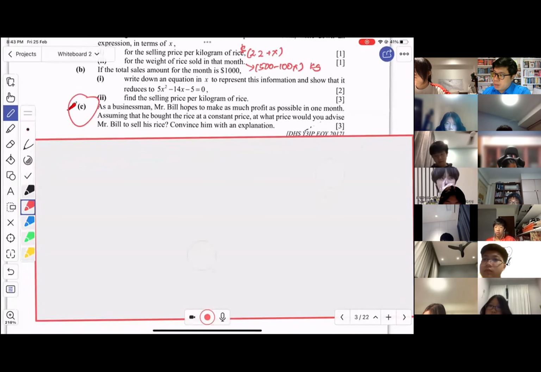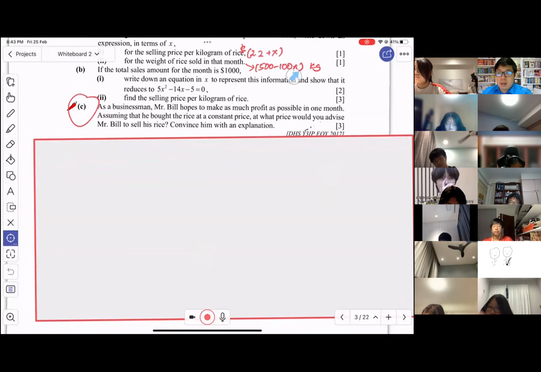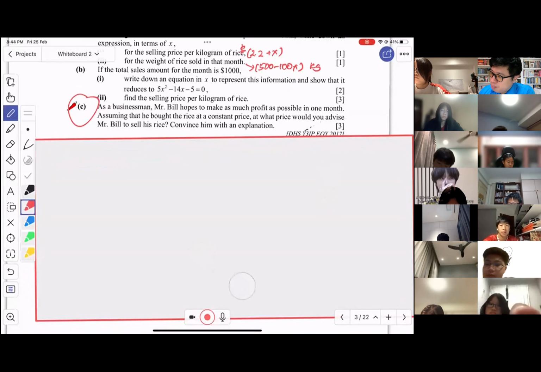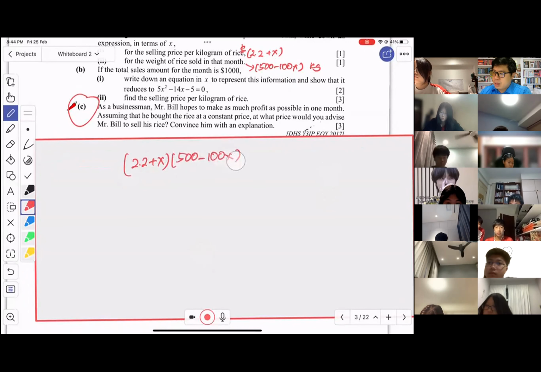Now from here, I want to make profit. So what I need to do is multiply this and this together, the weight of rice sold versus the price of each kilogram. That will give me the total amount that I collected. So from here, I take 2.2 plus X multiplied by 500 minus 100X.